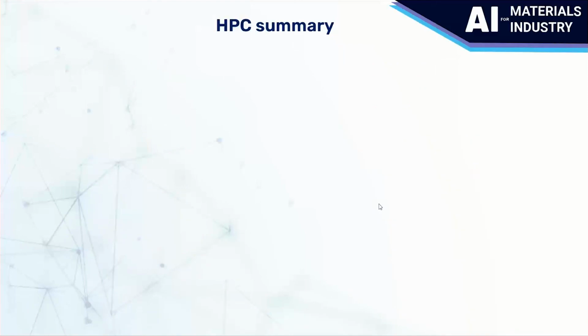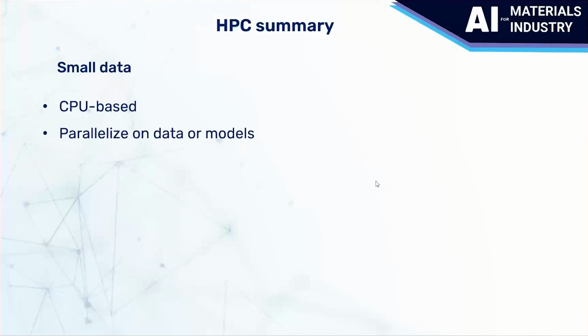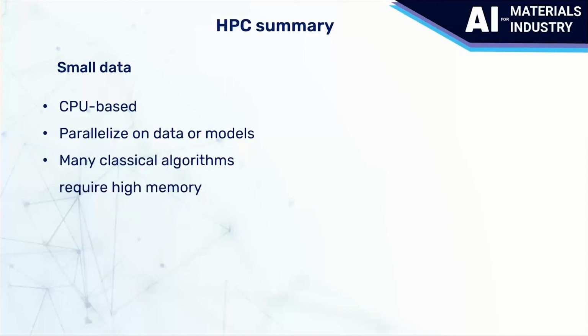Now, to round up, let me summarize what we've learned about HPC and AI. For small data, we typically use CPU-based implementations that can parallelize either on the data, for instance, different trees with different data, or on the models themselves, so when we do hyperparameter screening. And many classical algorithms actually require quite high memory because they often try to load all the data in memory at once and even interact between each combination of two data points. But we do have high-memory nodes up to like 500 gigabytes or even more on the HPC clusters, so you can get further than you would on your own computers.